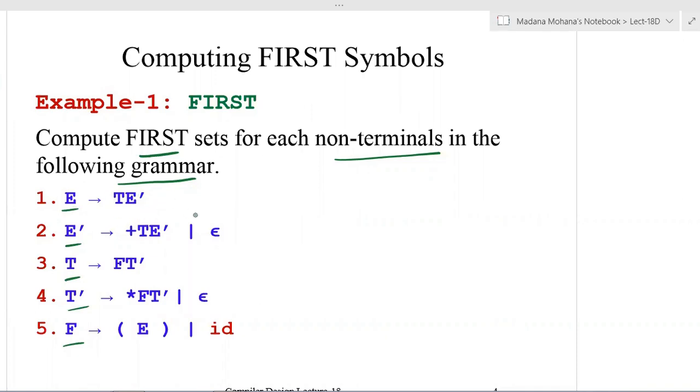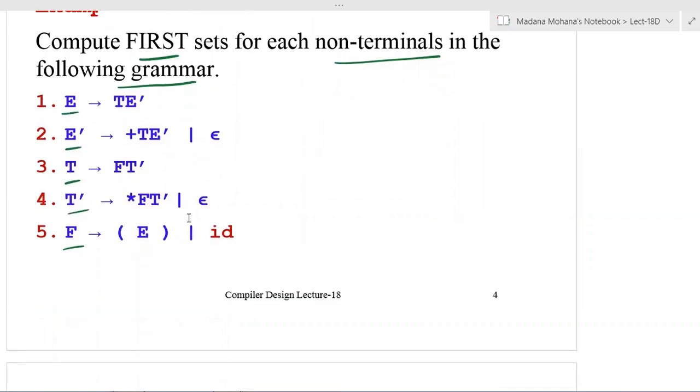On the right-hand side, if it starts with a terminal, then you can take that terminal as the first value. If it starts with null, or the right-hand side completely derives null, then first of the left-hand side variable is null only. Other than these cases, if a variable is there, then you first need to find the first values of that variable, again using the derivations of that respective variable. Like that we have to continue.